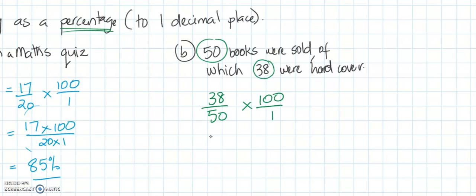Again, if we look at the two pairs, 50 and 100, the highest common factor of 50 and 100 is 50. So 50 divided by 50 gives me 1, and 100 divided by 50 gives me 2. So we end up with 38 times 2 in the numerator, 1 times 1 in the denominator, which gives me 76%.